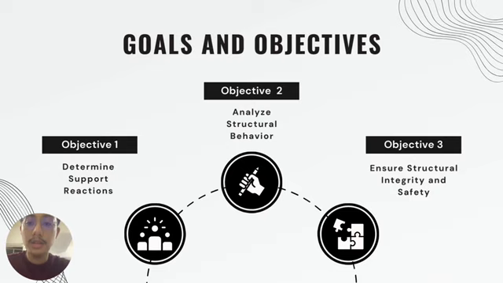Next, we make the recommendation for design modification. If the analysis indicates that the beam does not meet performance criteria, suggest design modifications such as changing the beam's dimensions, material, or adding additional supports. This recommendation aims to enhance the beam's structural integrity and ensure it meets safety and performance standards for construction.